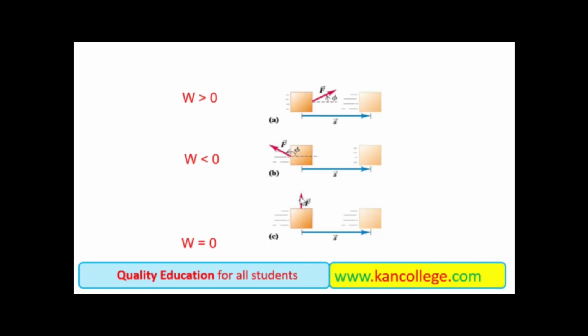And when the force is applied to the body perpendicular to the direction of movement, it doesn't slow down or speed up the body. So it means that the angle is 90, cos of 90 is equal to 0. It means that it will not slow down or speed up the body. So there is no work performed by this force. So when the angle is 90, the total work done will be equal to 0.